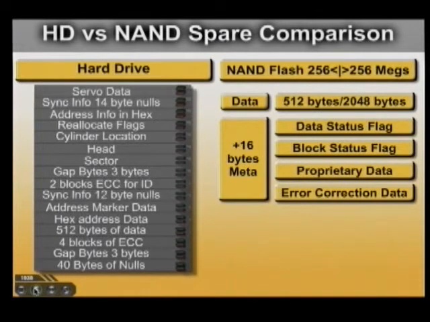There's something called servo data, so that you can actually figure out where the track is, where the content is at that particular location. You have blanks as the head's going along. It still has address information.